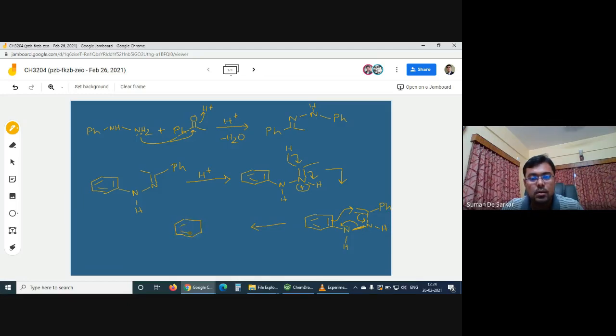Okay. Let me first draw the intermediate after the sigmatropic reaction here, like this. So it becomes a double bond to nitrogen. H is there. This is the new sigma bond which is formed, a carbon-carbon bond, and here also it should be this NH, and then it is like this. This is the situation.